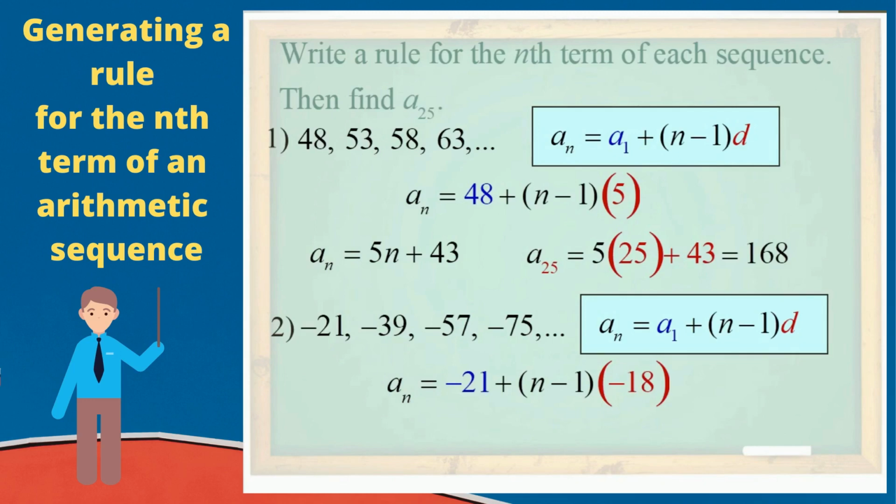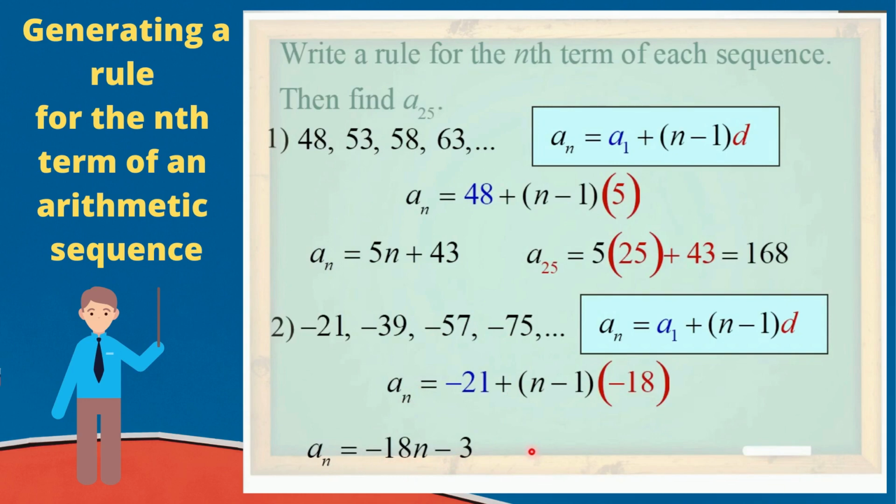So simplify it further. We have now a sub n is equal to negative 18n minus 3. So how did we get negative 18n minus 3? Okay, that is by first distributing negative 18 to each term in the quantity. So negative 18 times n is negative 18n. Negative 18 times negative 1 is positive 18. And negative 21 plus positive 18 is negative 3. So the rule for the nth term for this particular sequence is a sub n equals negative 18n minus 3.